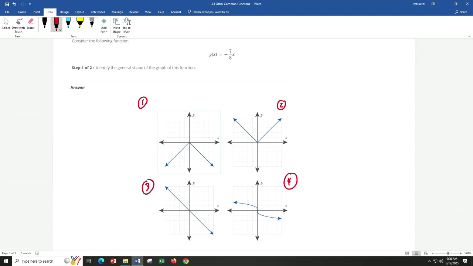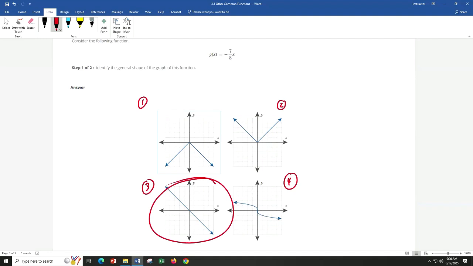Raise your hand for number 1. Is it an absolute value? No. So we can get rid of 1 and 2 automatically, right? Raise your hand for 3. Raise your hand for 4. Ooh, half and half. Well, guess what? The linear.